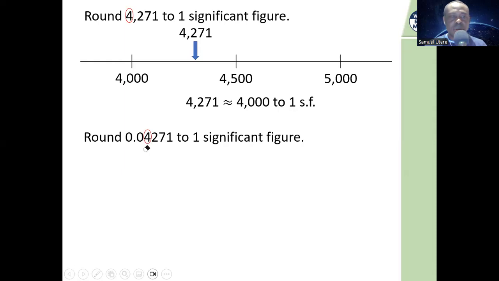We can use the same approach. Just looking to the right of the 4, we can see that it is 2. So we're interested in this, and we look at this one to see what's going on there. It's not up to 5, so we're going to ignore it, and this will stay the same. So we can write 0.04.